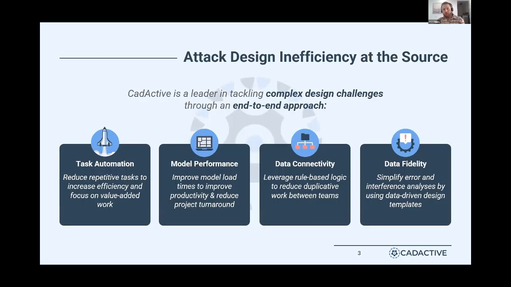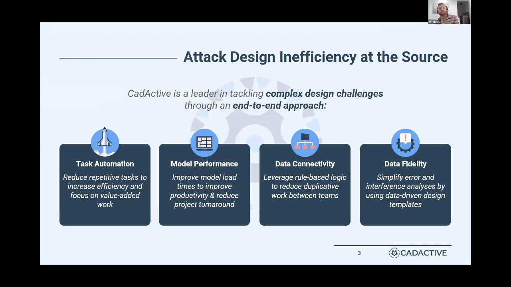So some of the topics that we typically address, first and foremost, just task automation, kind of removing that click, click, click heavy nature away from Creo. Model performance is a big one that we're going to focus on today, making sure that the work that you all are doing isn't devalued because your model is unusable or inaccessible.